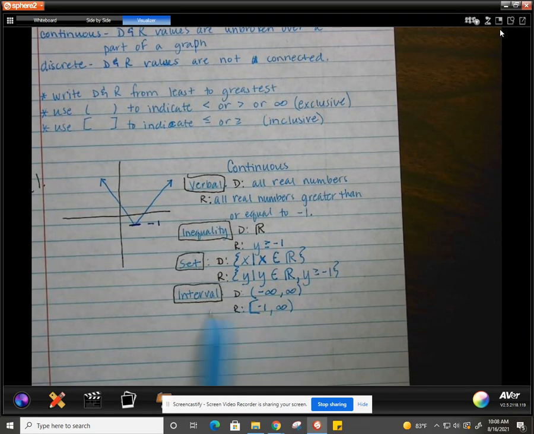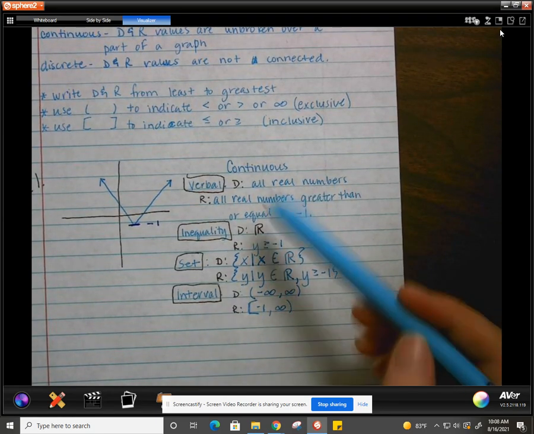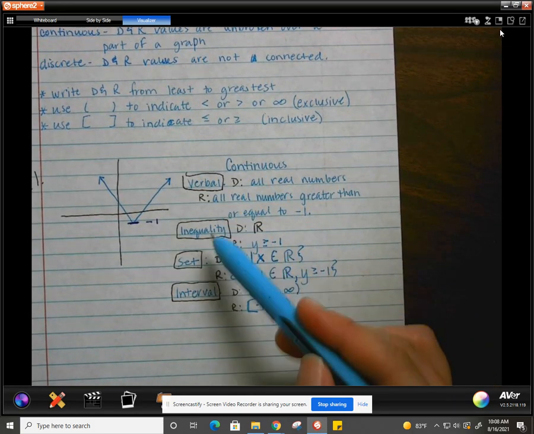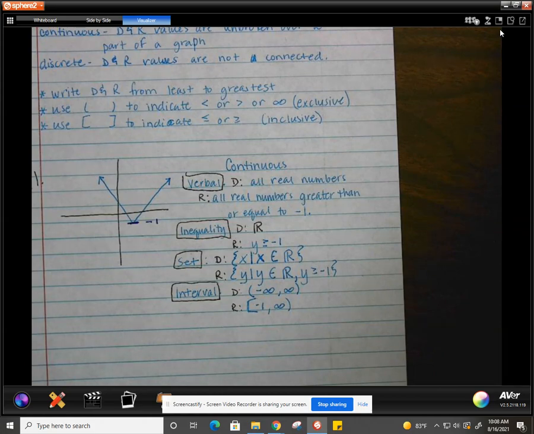Again, interval is where we're trying to head more towards. You can still use verbal, inequality, and set on this first quiz. You'll see all of that, but that just gives you an idea of the 4 types that you are going to have to do today.